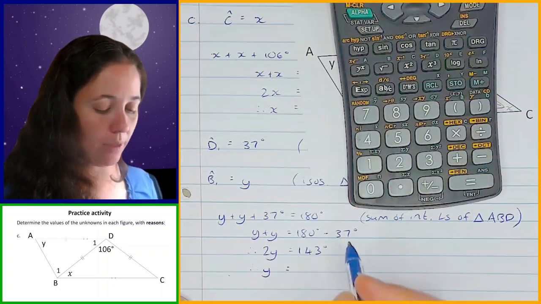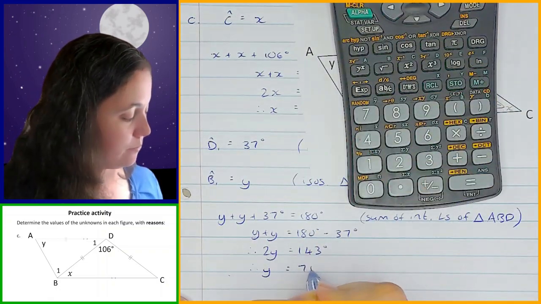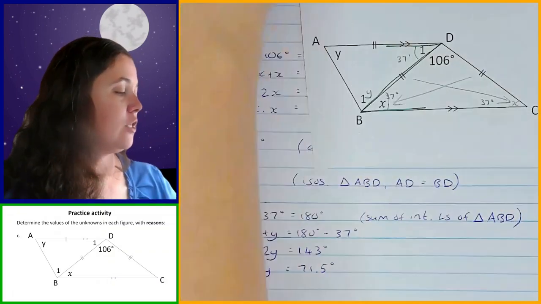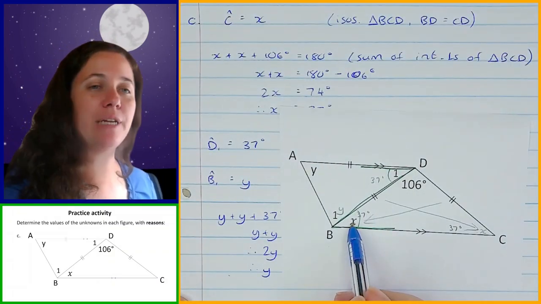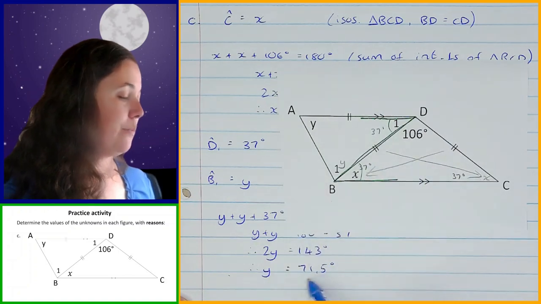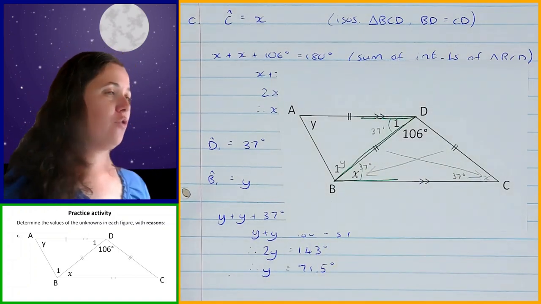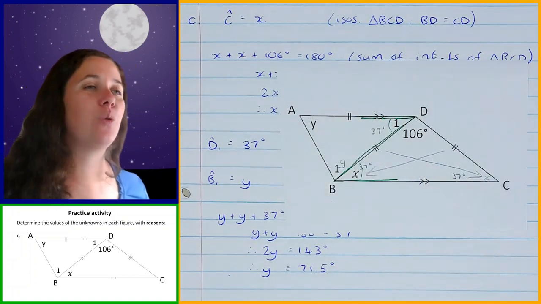That gives me 71.5 degrees. So now I know that x is 37 degrees and y is 71.5 degrees. And that's what you should have got for question C. Right, now you're going to do question D.